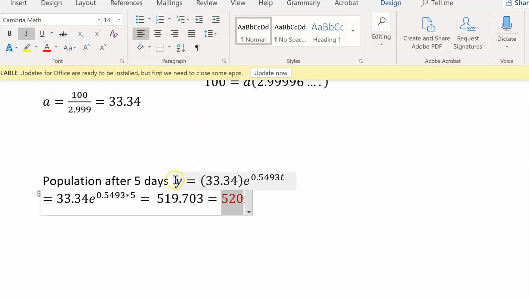So now that you got the equation right, you can solve any question that you want. For example, if I ask you how long it will take for the number of flies to become 10 times the original, then all I need to do is put y as 1,000 flies. So I put 1,000 here and then I want to solve for t, right? You get an exponential equation, divide by 33.34, take the natural log on both sides, and solve for t. So once you get the equation, you can do anything.